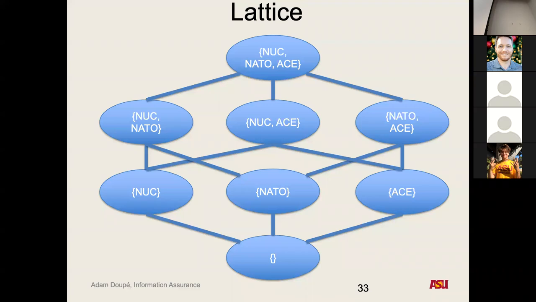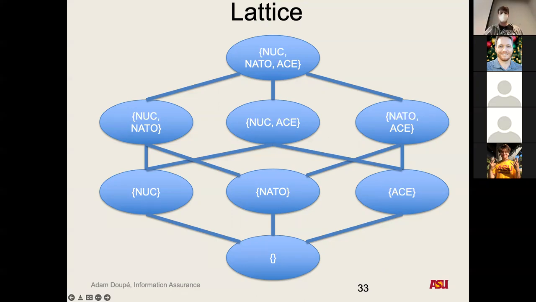Similarly, if I have ACE, I can write to a document with NATO and ACE, but I can't write to a document that is nuclear and NATO. Why not? What's the property, what could I do that this is preventing me from doing? Yes, because I can leak ACE information to somebody who has nuclear and NATO, exactly.